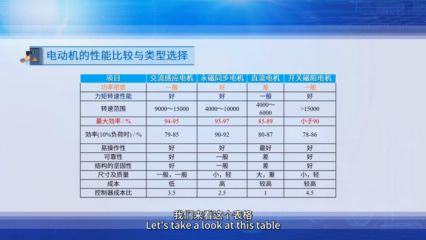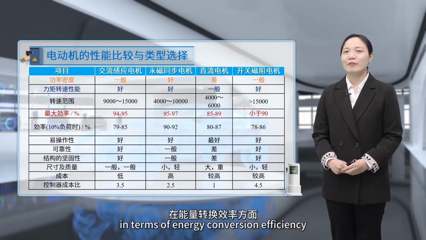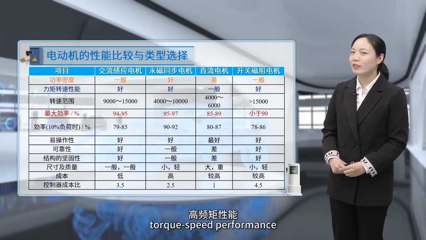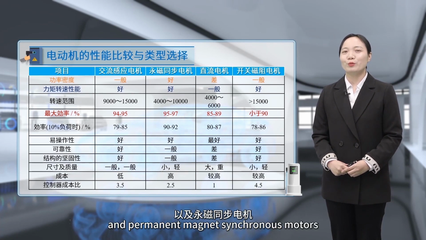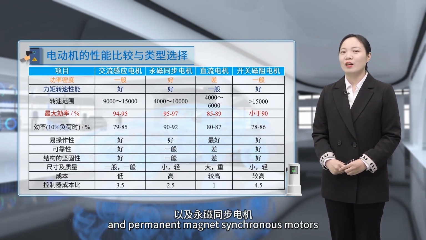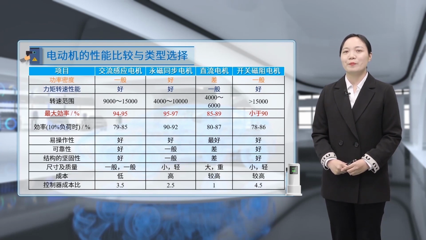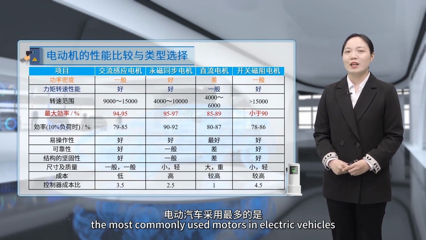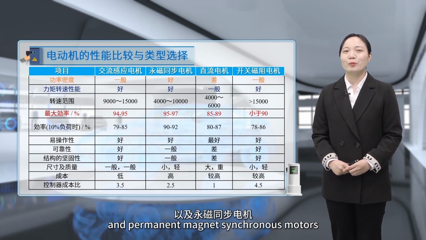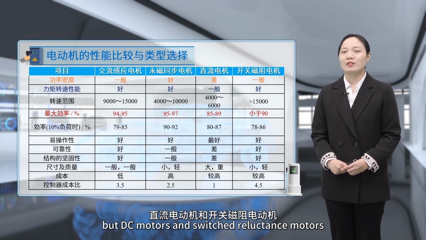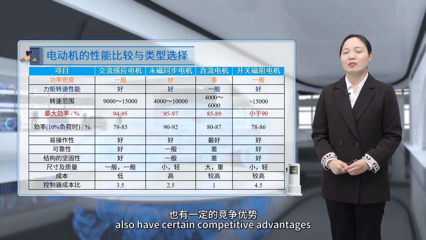Let's take a look at this table. It is not difficult to find that in terms of energy conversion efficiency, torque speed performance, and power density, AC induction motors and permanent magnet synchronous motors have advantages. Currently, the most common used motors in electric vehicles are AC induction motors and permanent magnet synchronous motors, but DC motors and switched reluctance motors also have certain competitive advantages.